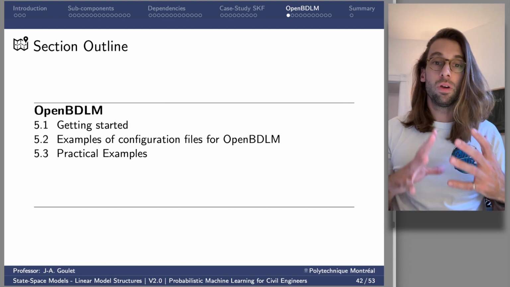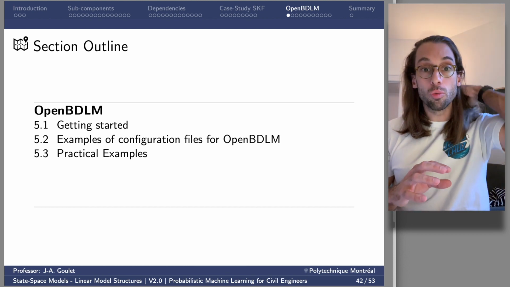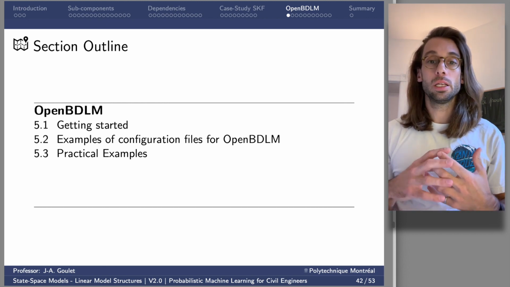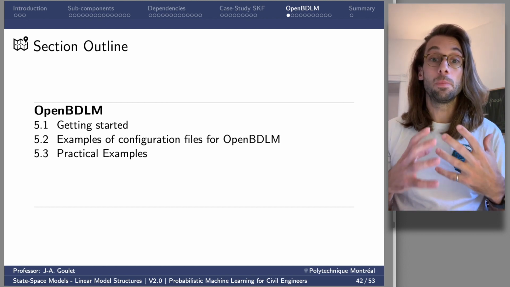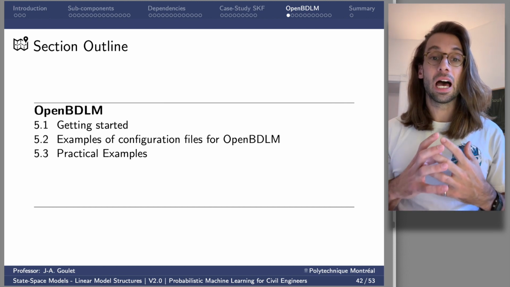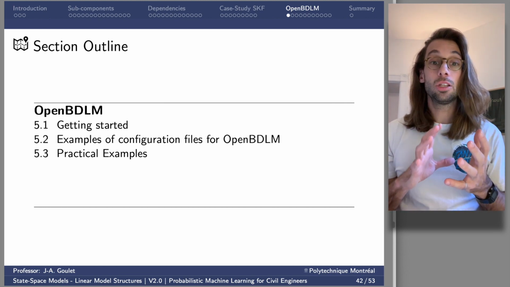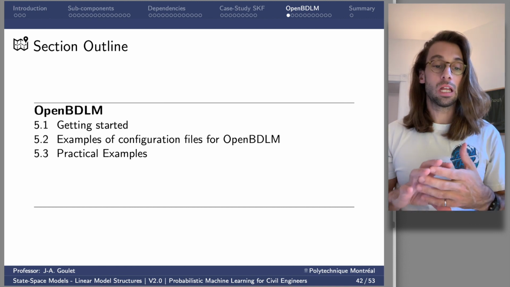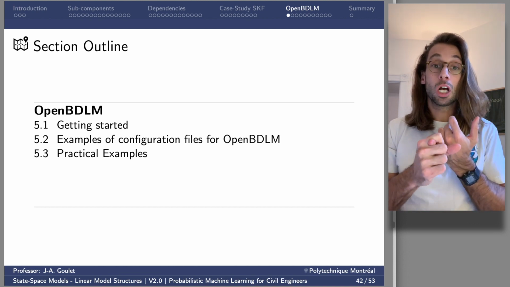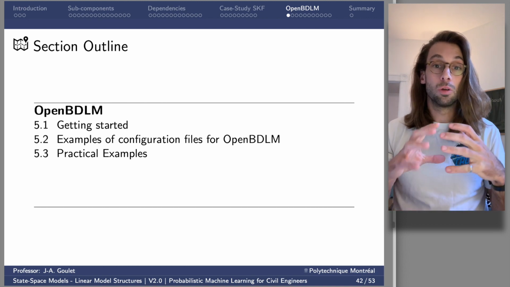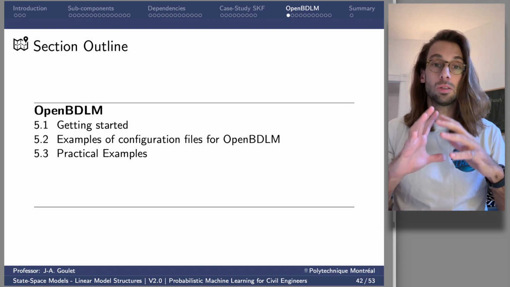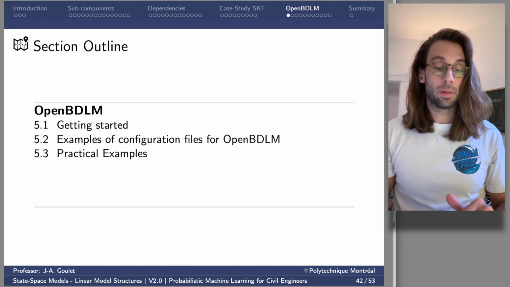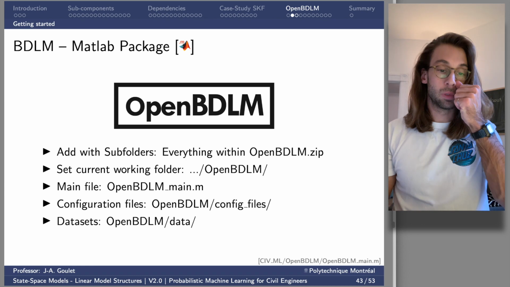So now, we've seen how all the model formulation works. Now, how can you automate all this, and how can you rely on existing pieces of code in order to analyze time series? You can do all this using the OpenBDLM package. So how to get started with that package? How can we use configuration files to build your analysis, to build your model? And then we're going to look at some practical examples of applications.